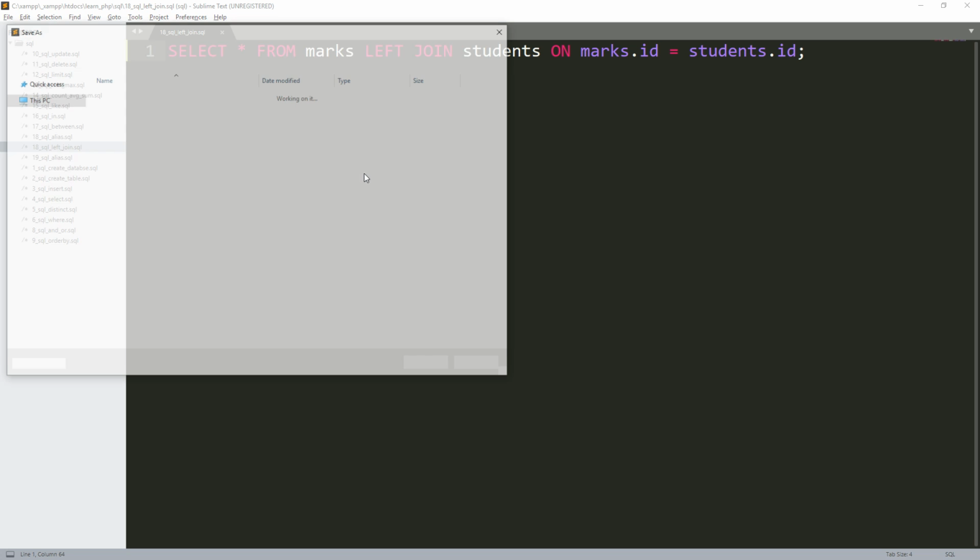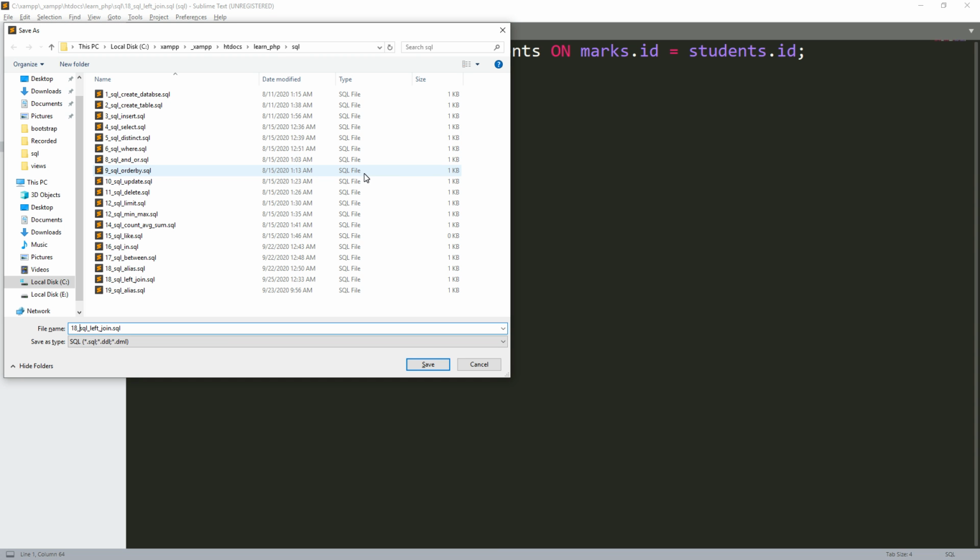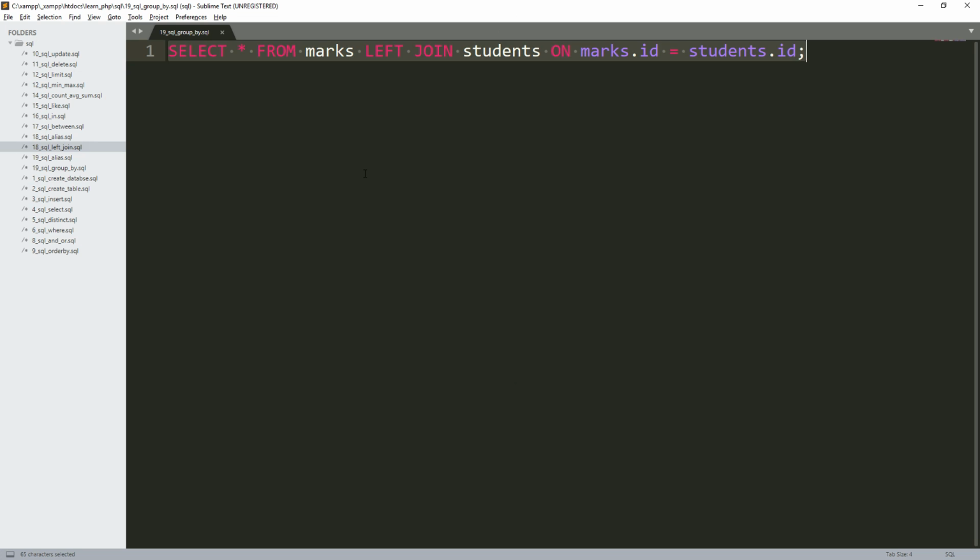Save, SQL group by. So we can just say select from marks. Okay, select from what? Students.